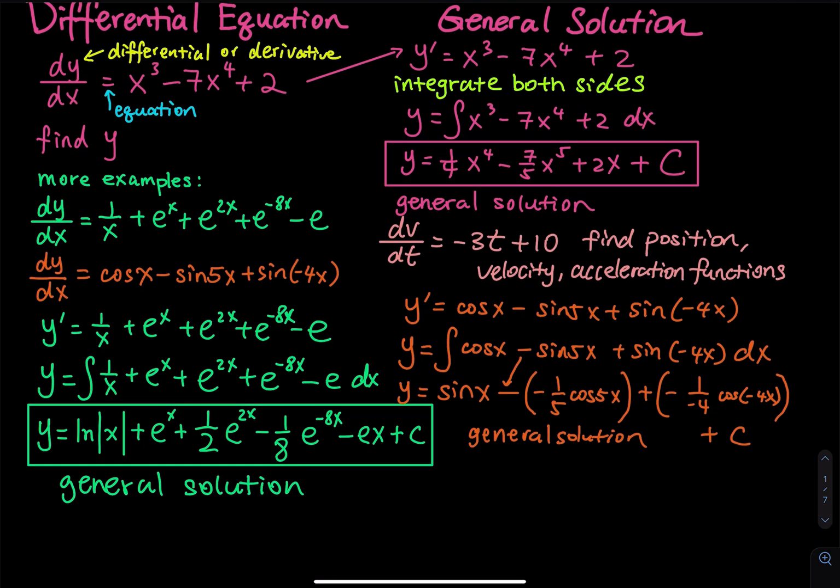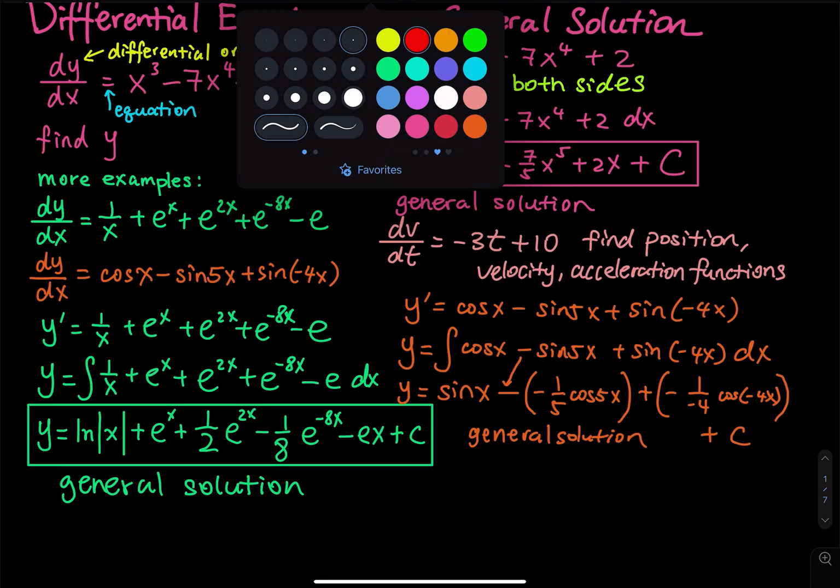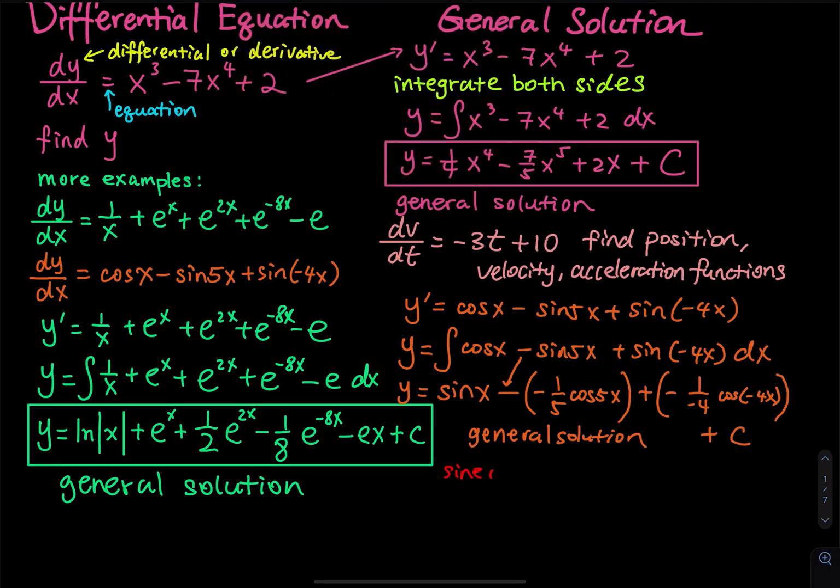Sine is an odd function, right? So let's do this in red. Sine is an odd function. What does that mean? That means sine of negative 4x is equal to negative sine of 4x, if they are not happy with having a negative inside the parenthesis. How about cosine? Cosine is an even function. So if you have cosine of negative 4x, what is that equal to? That is equal to cosine of 4x.